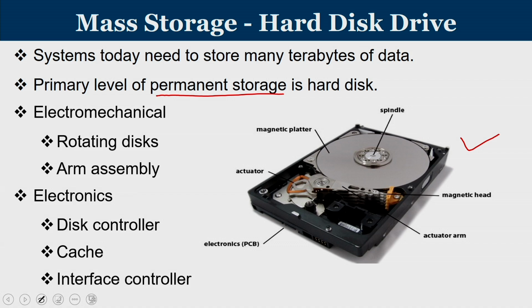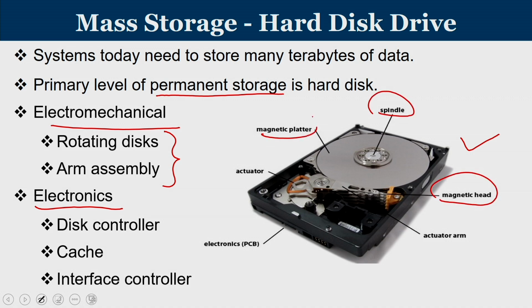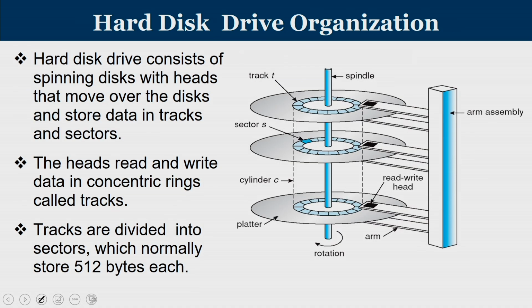Generally, permanent storage devices like hard disks have an electromechanical component and an electronics component. The electromechanical component consists of a rotating disk and arm assembly. You can see a magnetic head, a spindle that rotates, and a platter plus actuator. Then you have the electronics component, which consists of a controller plus interface plus the disk cache.